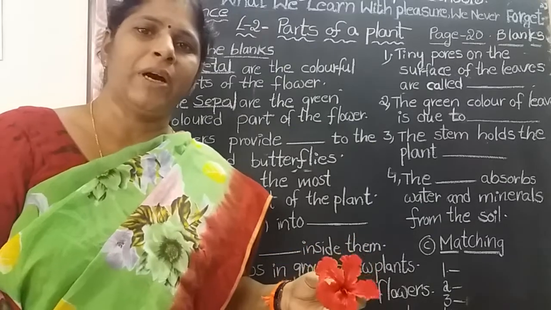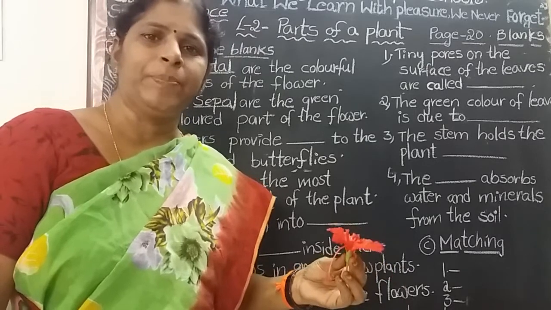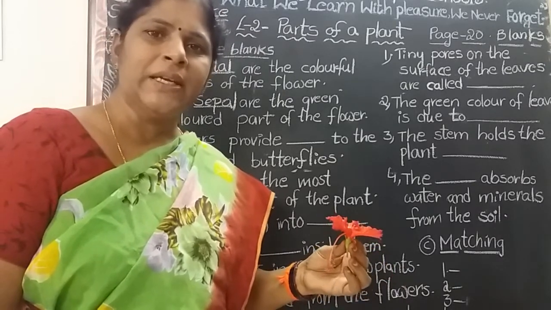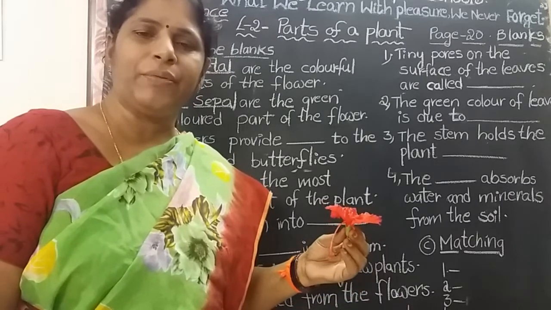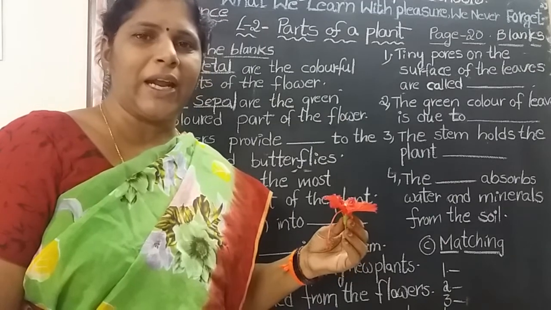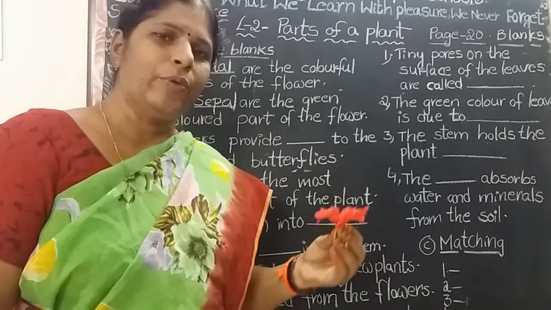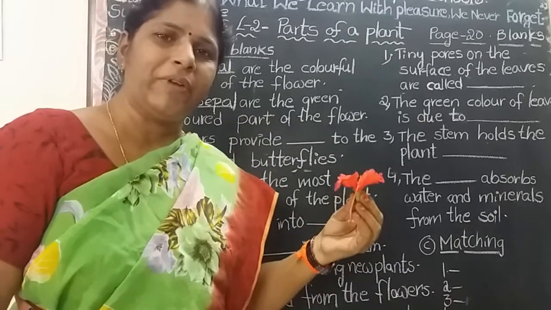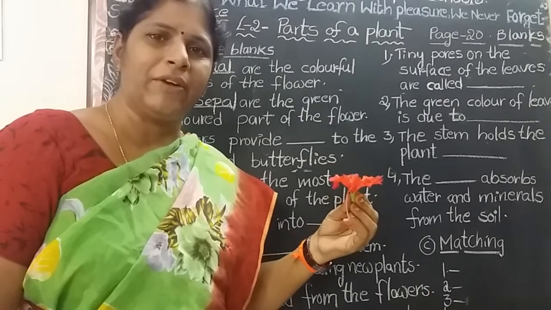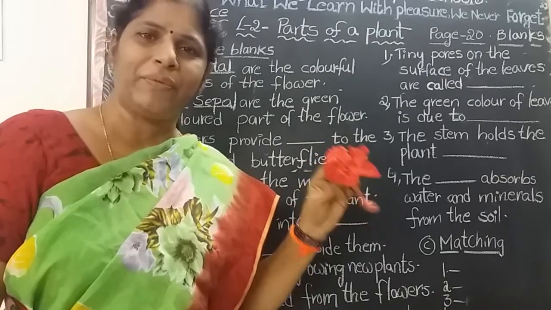Why do insects go from one flower to another? They need honey. They need food. What is the food of insects? Some insects collect nectar from the flowers. Some insects suck the blood from our body or animal's body, isn't it? Okay, so butterflies go from one flower to another flower. They suck honey from the flowers. So flowers provide food for the bees and butterflies.